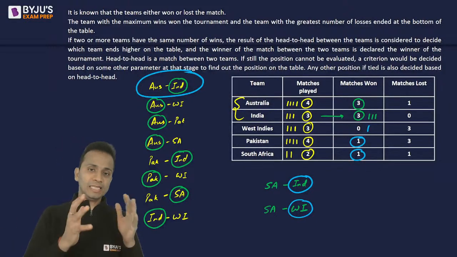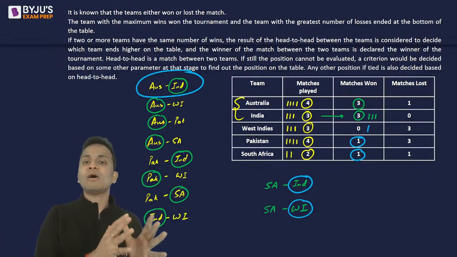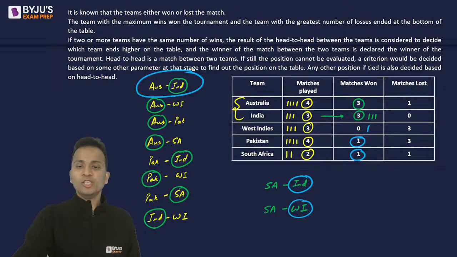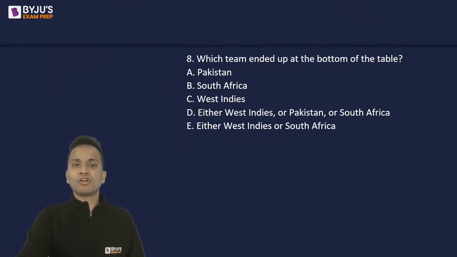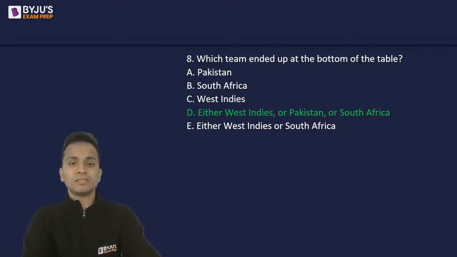Okay, it can be West Indies, it can be Pakistan, it can be South Africa. Okay, so the correct answer of this question will be option D, not West Indies, but option D. Okay, right? So any of these teams can be at the bottom of the table, right? Okay, so that was question number 8. I hope I am very clear with all this information, all these questions, right?